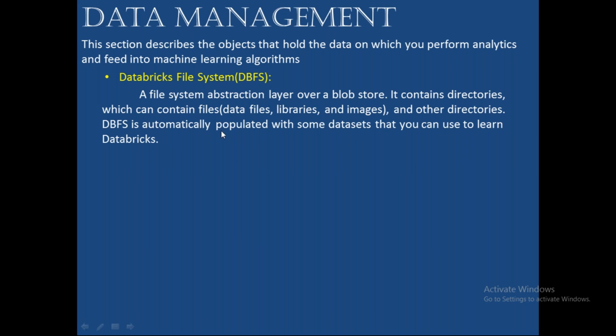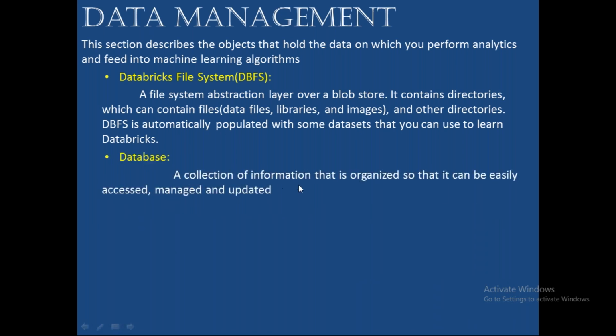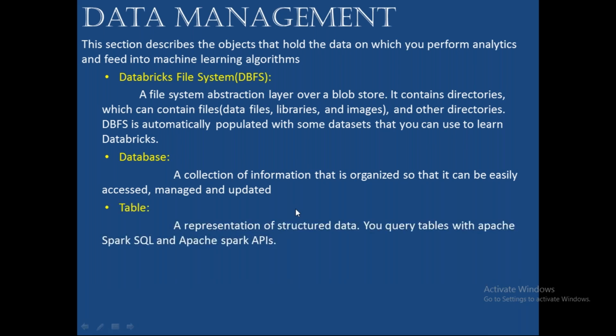Next, database, a collection of information that is organized so that it can be easily accessed, managed and updated, as we discussed yesterday. Under databases we will have tables. So with the help of tables we can manage and update the respective data. Table, a representation of structured data. You query tables with Apache Spark SQL and Apache Spark APIs. So you can use direct SQL to read these tables, or you can use the Spark SQL module to read these tables. We will discuss how to read this table in different ways.